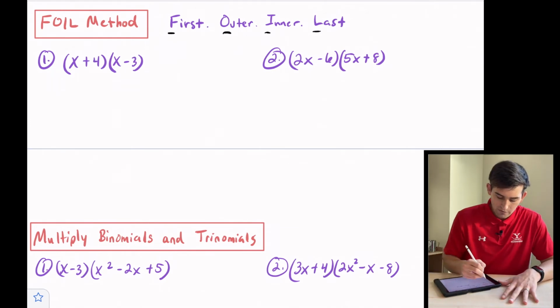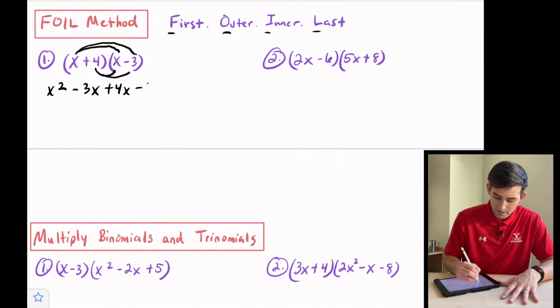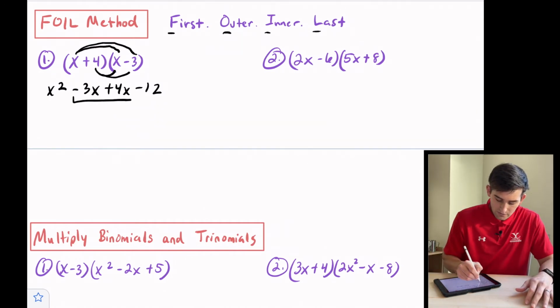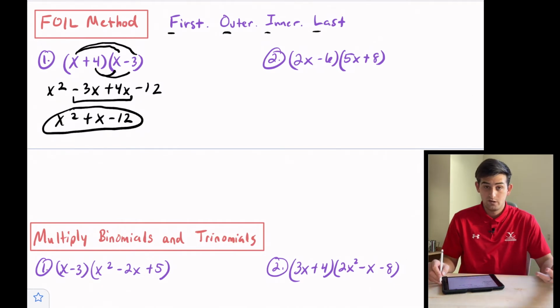So our first terms would be x times x, so that is x squared. Outer terms would be x times negative 3, so negative 3x. Inner terms, 4 times x, so plus 4x. And then our last terms, 4 times negative 3, so minus 12. And now you notice in the middle we have two like terms once again that we can combine. So we can say negative 3x plus 4x. So we have x squared, this would be plus x, and then minus 12. Okay, so once again, we ended up with a trinomial.